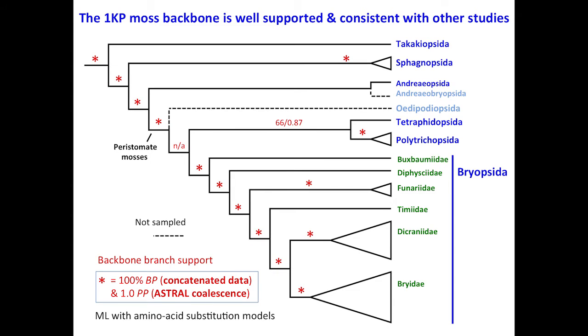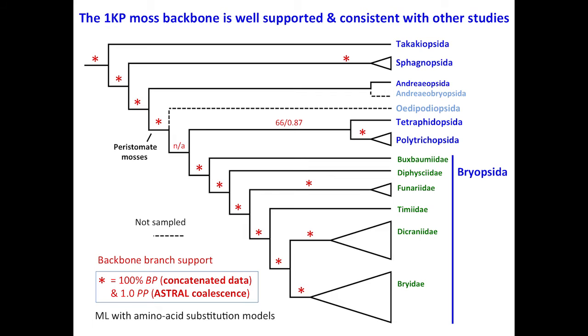So just to cut to the chase, this is the backbone that is inferred in the unpublished capstone analysis. And I'm not showing all the relationships on here. I'm just showing how the different groups are related to each other, because that's of interest to me, the relationships among those groups.